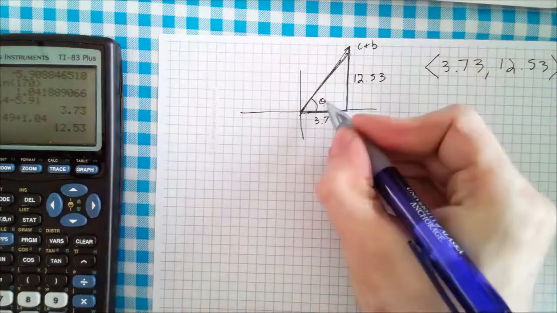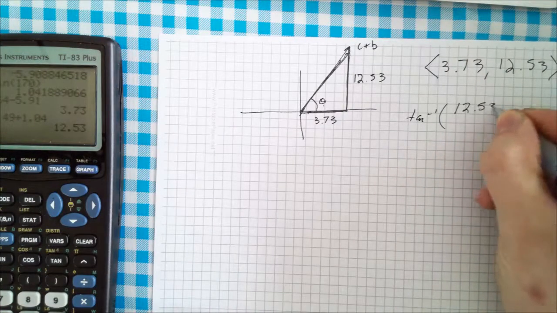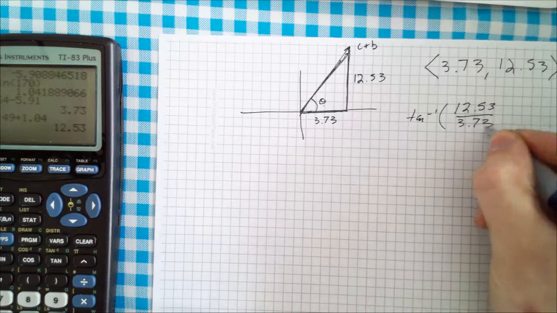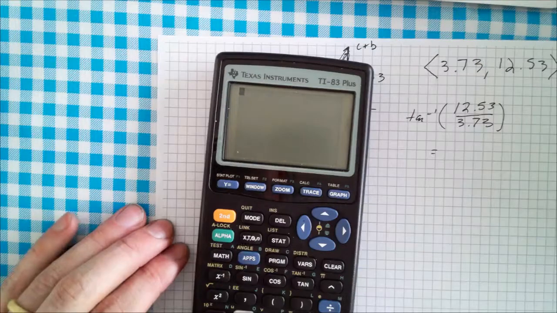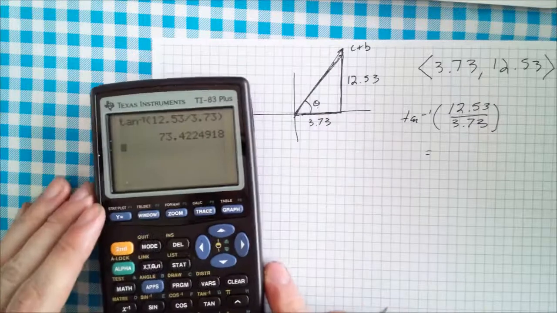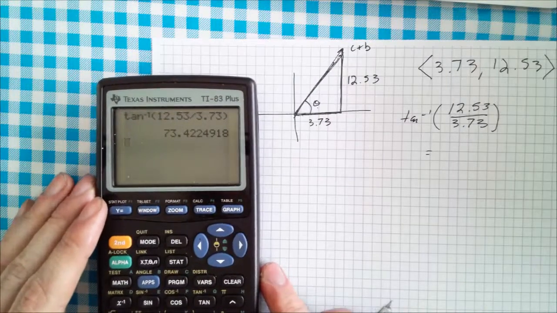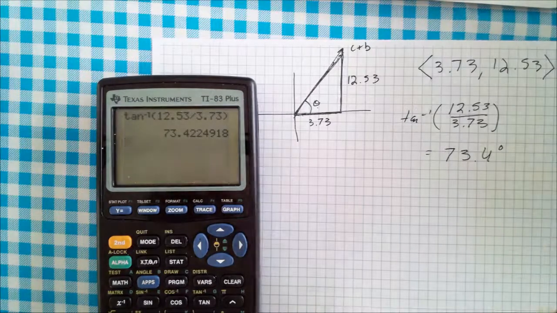Okay, well, we know that we can find theta by taking the inverse tangent of our opposite over our adjacent. Remember, to find an angle, you can use the inverse tangent of the tangent ratio. So I can ask my calculator for that. Inverse tangent of 12.53 over 3.73, 73.42. Does that seem about right? Yeah, that looks like about a 70-degree angle. Sure, I believe that. So 73.4 degrees. My boat is going in that direction.